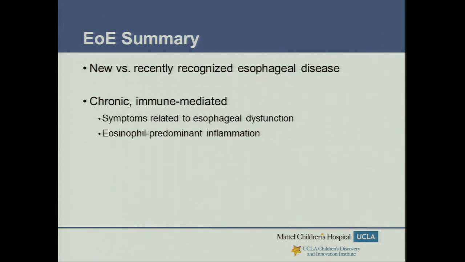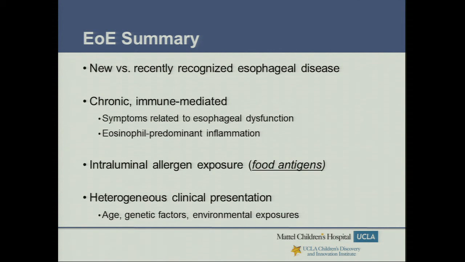So let's summarize what we've learned. EoE is a new or recently recognized esophageal disease, but it does seem to have rising prevalence. It's a chronic immune-mediated disorder that's manifested by symptoms related to esophageal dysfunction, as well as an eosinophil-predominant inflammatory response in the esophageal mucosa. It seems to be triggered by interluminal allergen exposure, with food antigens being the largest culprit as opposed to aeroallergens. And it has a very heterogeneous clinical presentation that varies based on age and genetic factors and environmental exposures.